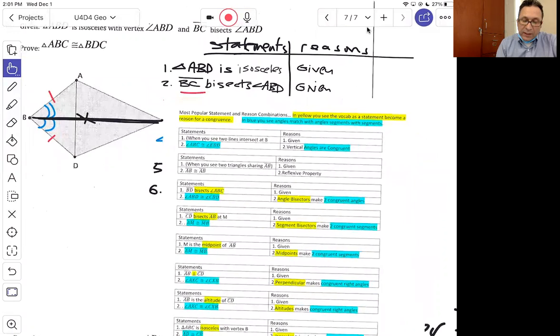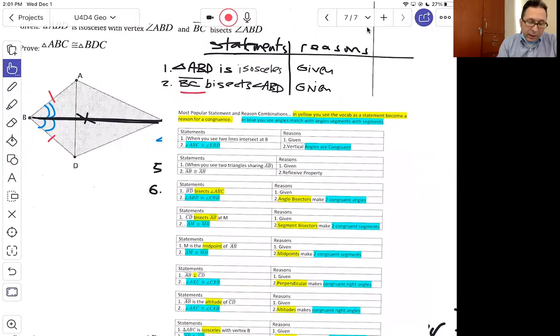So I started off by listing the given information, and I'm going to pick on the givens in the order that they were handed to me. It said that ABD was an isosceles triangle. And it says the vertex angle was ABD. So that's the top of the isosceles triangle. And the two sides that make up the vertex angle are definitely equal to each other. That's what makes a triangle isosceles.